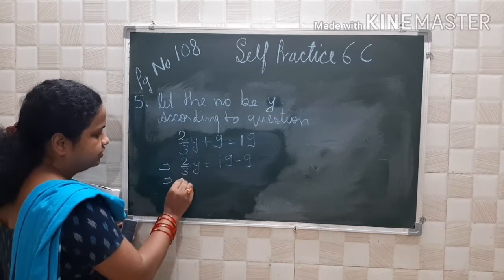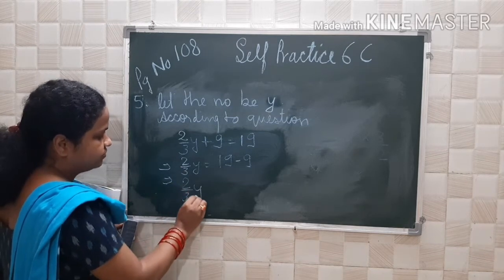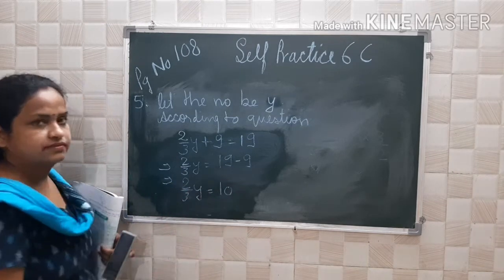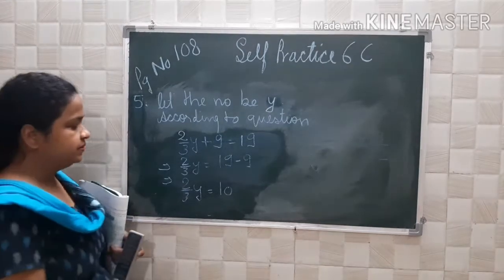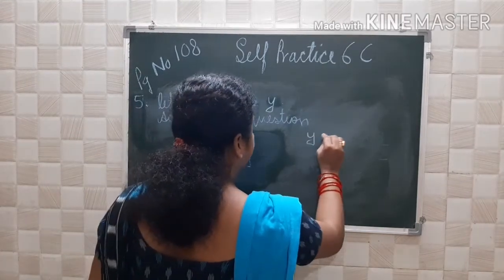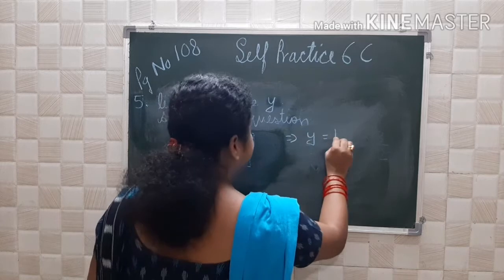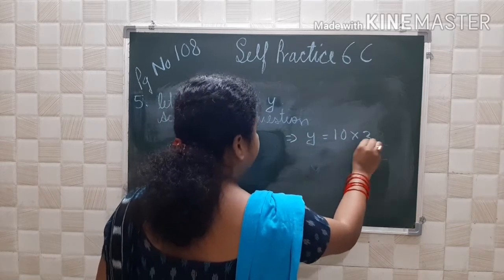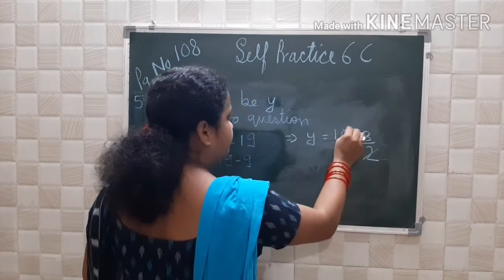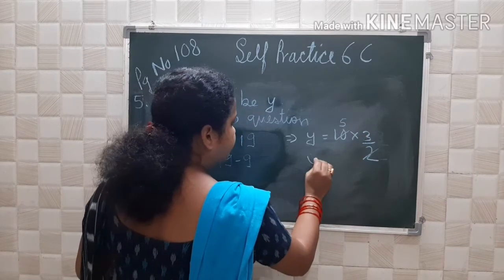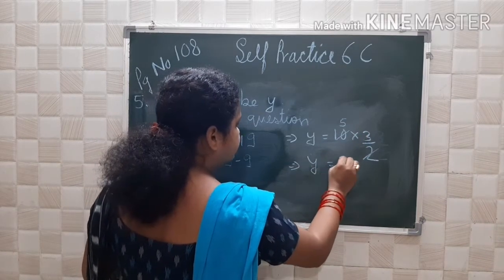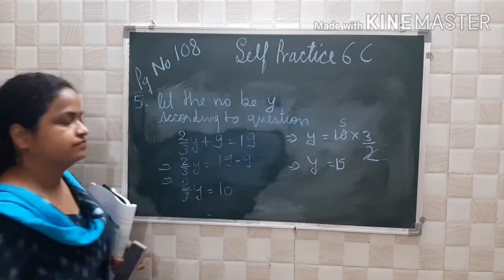So what will you have? 2/3 y is equal to 10. Okay? 2/3 y is equal to 10. So y is equal to 10 into 3 by 2. Now 2 fives are 10, and 5 threes are 15.